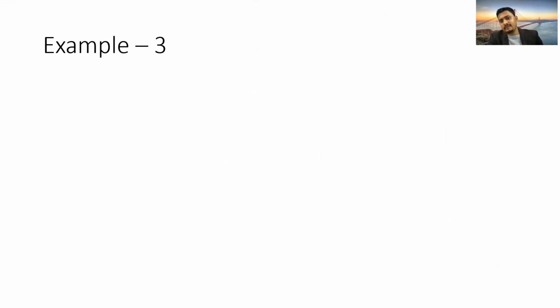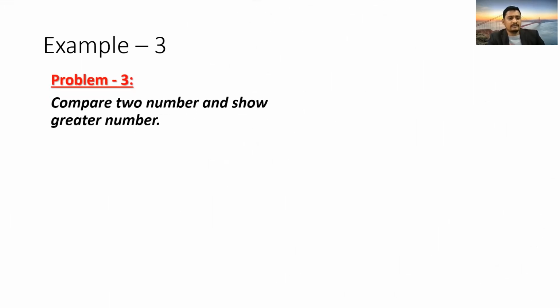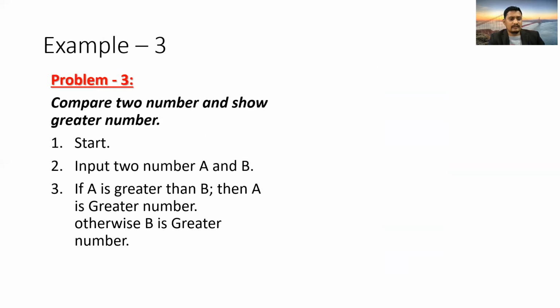If you see example 3, the problem is to compare two numbers and show the greater number. So it will start work. It will take input of two numbers, A and B. And here, if A is greater than B, then A is the greater number. Otherwise, B is the greater number. And end.